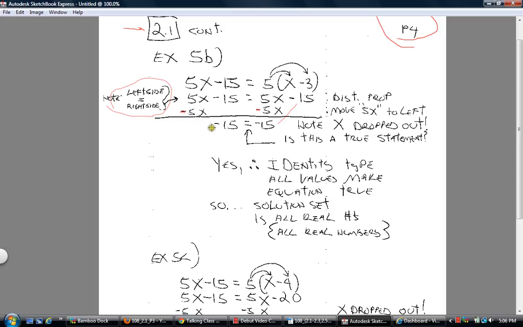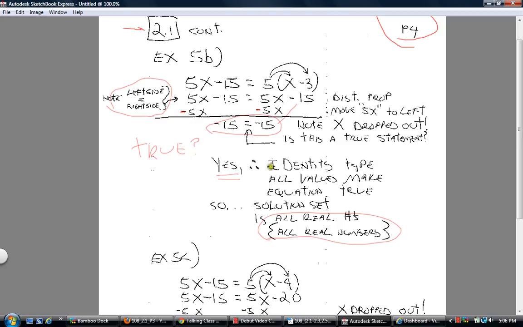Okay, there's no x. What are you left with? Negative 15 equals negative 15. Is this a true statement? That's the question. Is this a true statement? And the answer is yes. Therefore, the solution set is going to be all real numbers. Okay, that's what you've got to remember. When you see a true statement at the end of an equation, the solution is all real numbers.